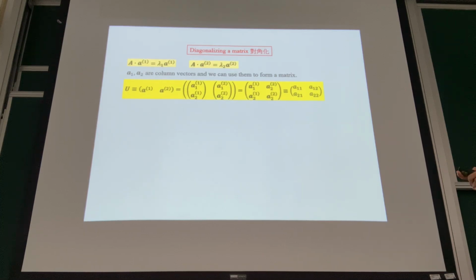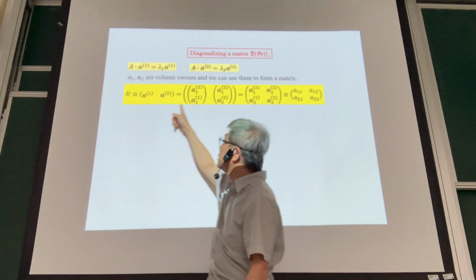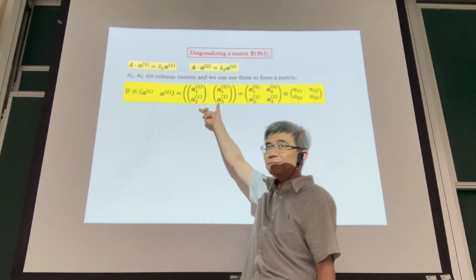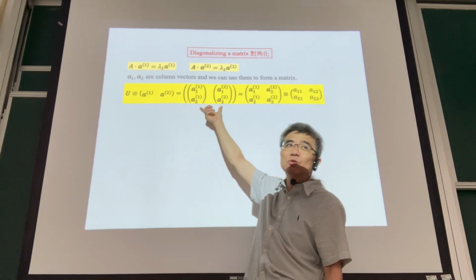Now, our matrix is A. Eigenvector A1 and A2. Eigenvalue lambda 1, lambda 2 as our usual notation. But now, let's compose a new matrix we call U. Don't ask why, but let's do it. Okay, for mathematicians, they can do anything without any motivation. So I put A1 as a column vector to the first column of the matrix. The second eigenvector is the second column of this 2x2 matrix.